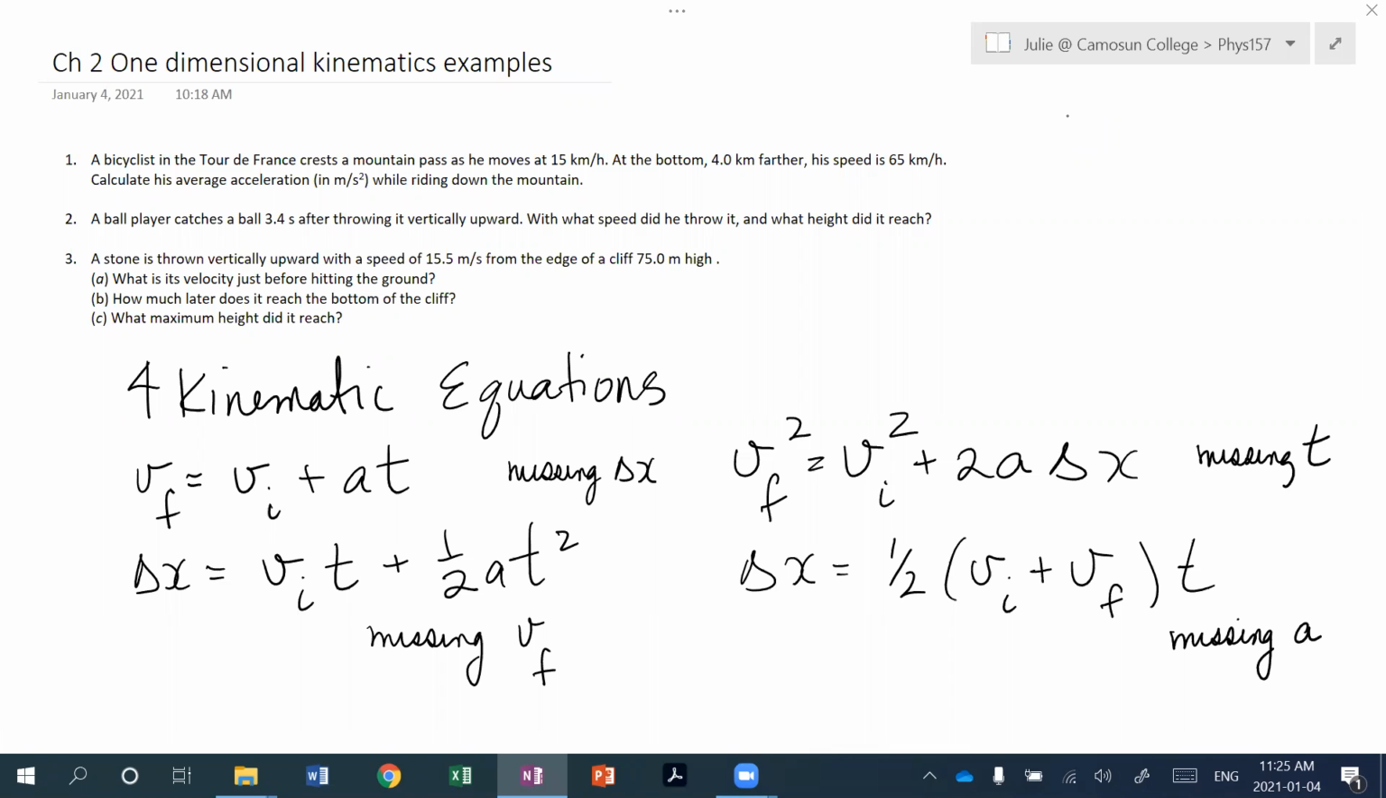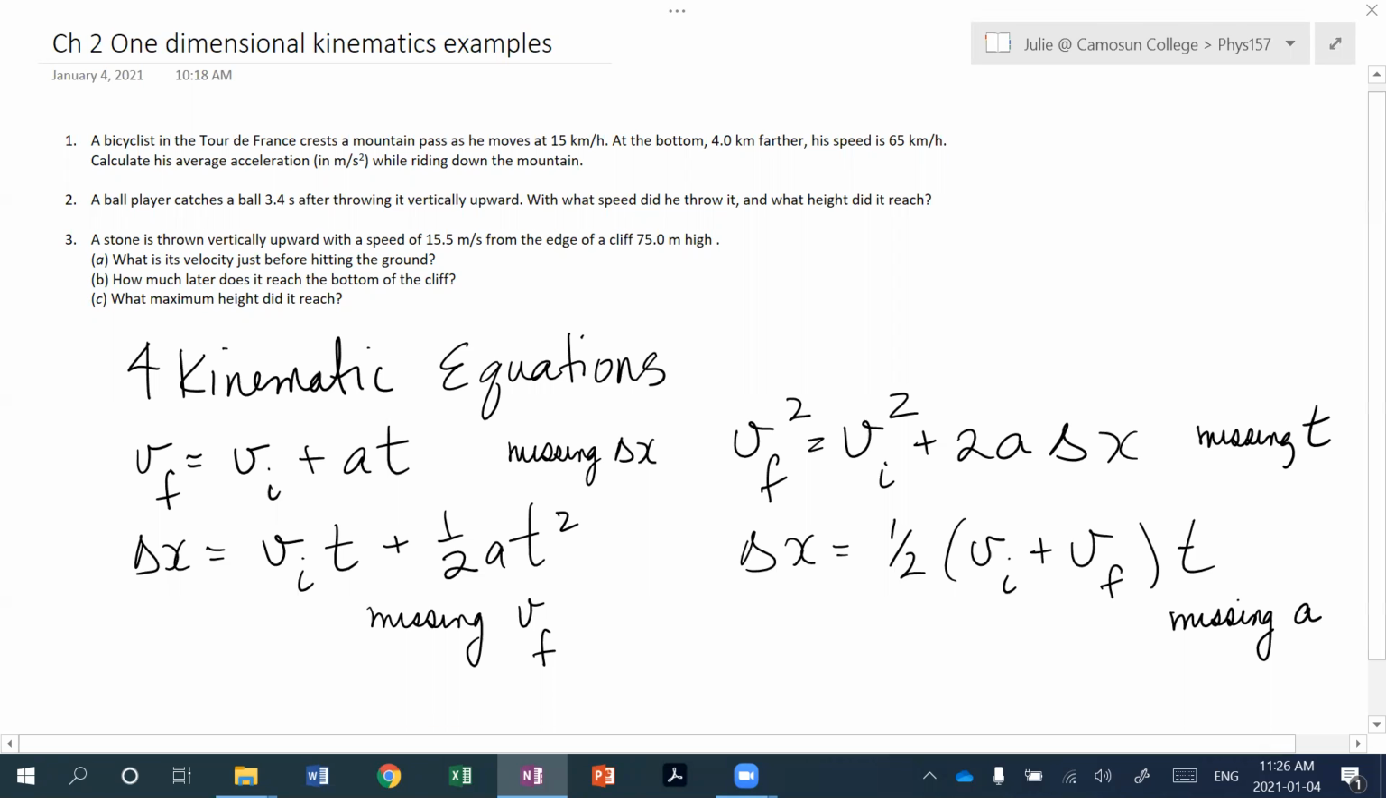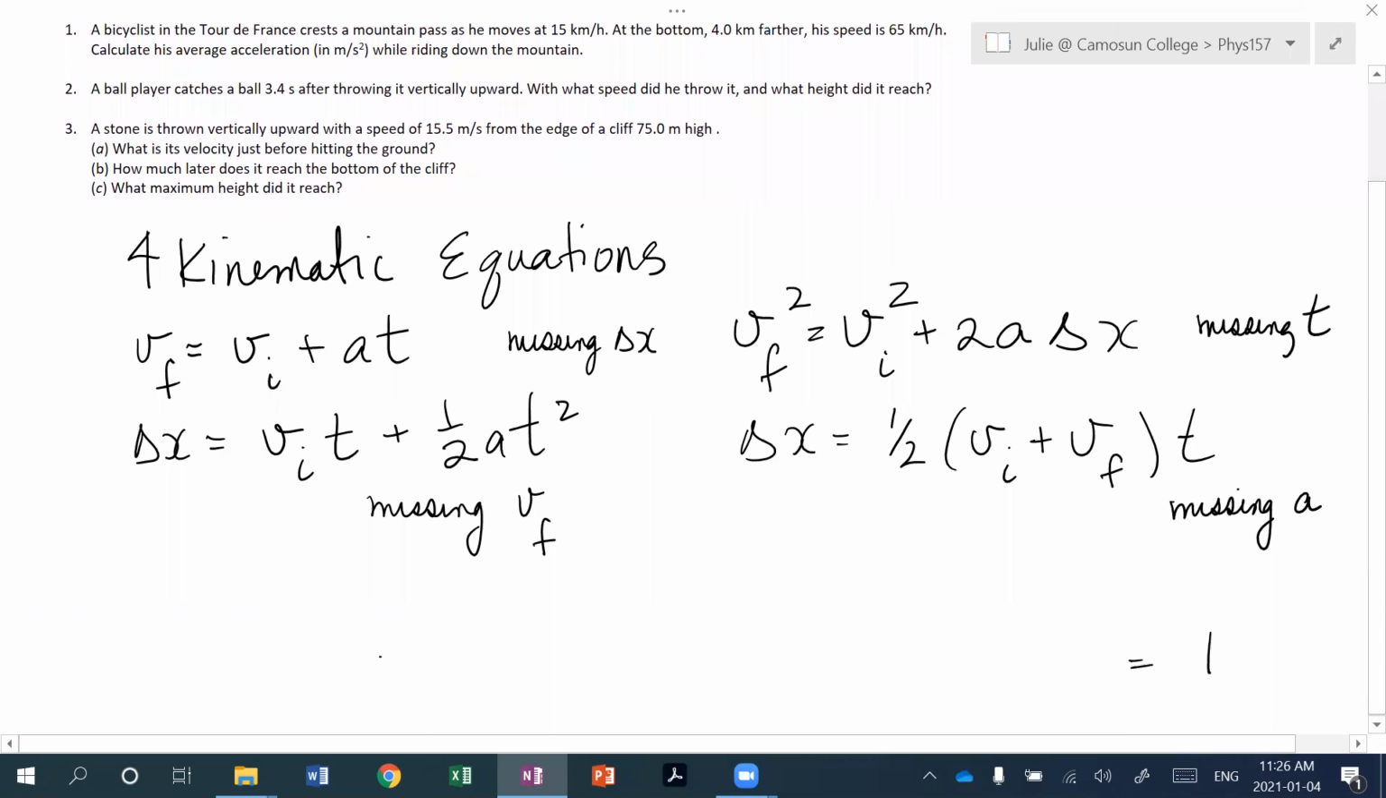You'll notice there are 4 equations and 5 variables. The 5 variables are VI, VF, A, T, and delta x. But each equation only has 4 of those variables, which means they're each missing one. VF is VI plus AT, which is missing delta x. The VF squared one is missing t. The delta x is VIT plus 1/2 AT squared, which is missing VF. And then delta x equals half VI plus VF times t, which is missing A.